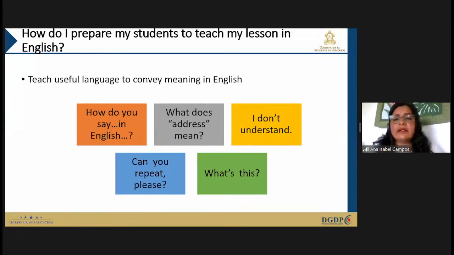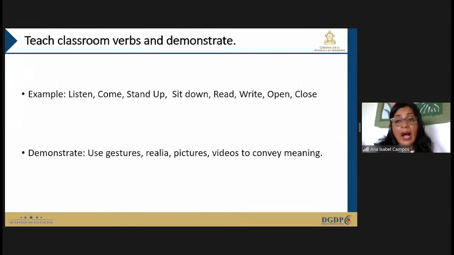What does it mean? Another very useful language that we can also paste on the walls, and we can teach the first day of class: I don't understand. Can you repeat, please? What is this? That's useful language that we should teach our learners the first day or the first week of class and continue, because it's a process. We cannot say, I taught it last week and now they know it. No, we need to continue. Remember that this is constant. The input must be constant so that it becomes automatic and becomes output.